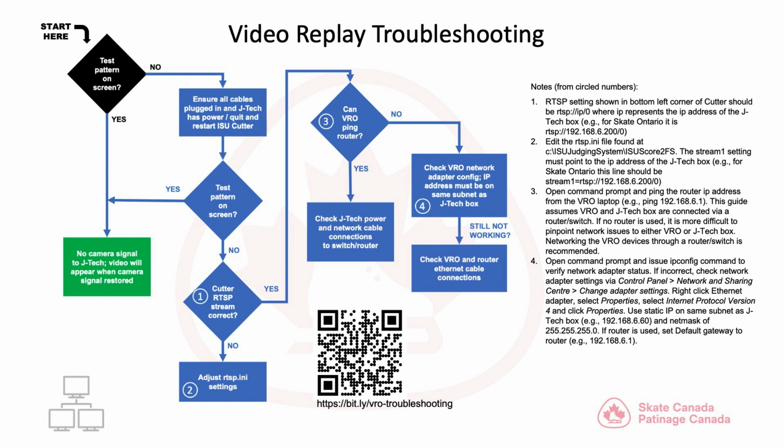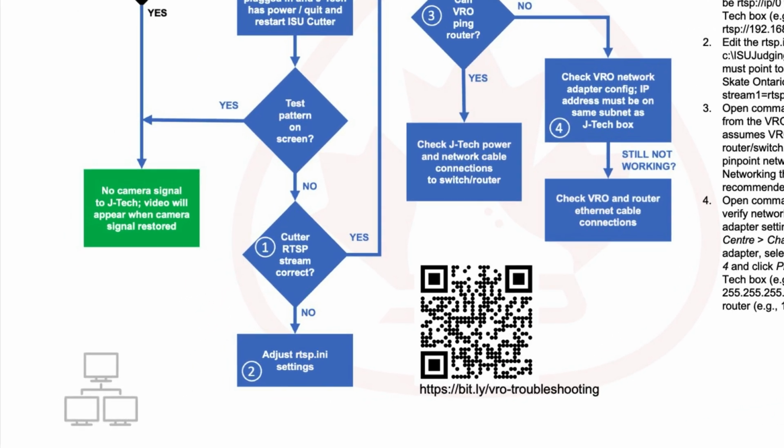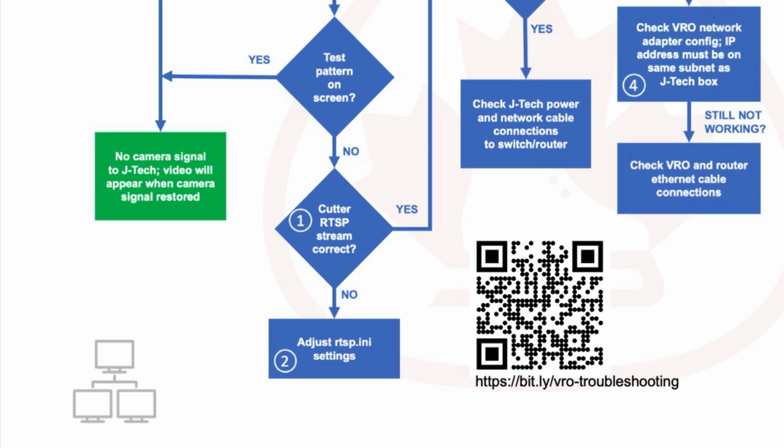So starting at the black diamond at the top left, the first thing we do is look for a test pattern. If you see the colored test pattern, then this means that your system is functioning, and the only thing missing is a signal from the video camera at the JTEC box, typically because the video camera isn't plugged into the HDMI port on the JTEC box. So this would represent a positive outcome at the system setup stage before a camera has been plugged in.